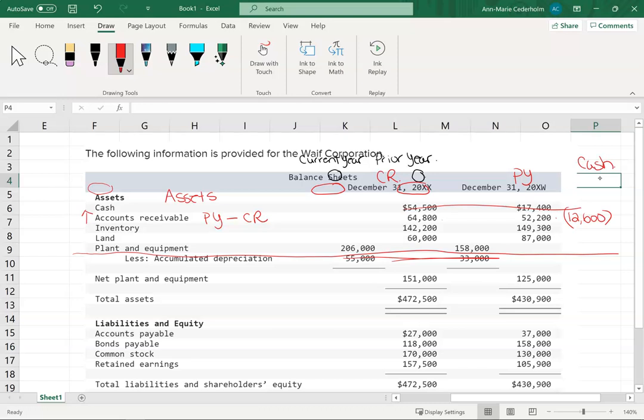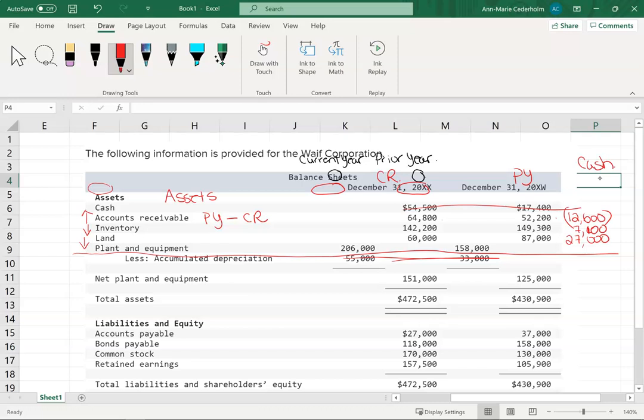Let's try that again with inventory. My inventory goes down, so I just compare it to the previous year. If I do prior year minus current year, that gives me 7,100. So that tells me when inventory goes down, cash goes up. Let's do that with the land. Land goes down. And so the difference is, you can do prior year 87,000 minus 60,000. So that's a difference of 27,000.